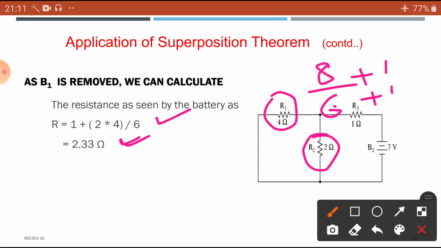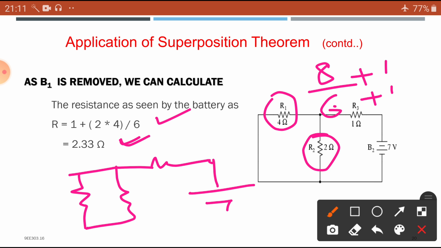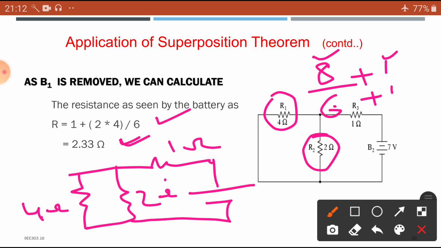Okay. So both of these are connected in parallel, and this one is connected in series. In this circuit, this is 1 ohm, this is 2 ohms, and this is 4 ohms. So 4 into 2 is 8, 8 by 4 plus 2, 6. This is the resistance connected in series with 1, so we are going to get 2.33 ohms. This is the total resistance.